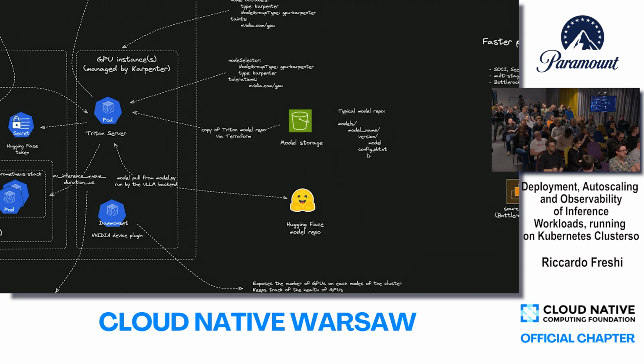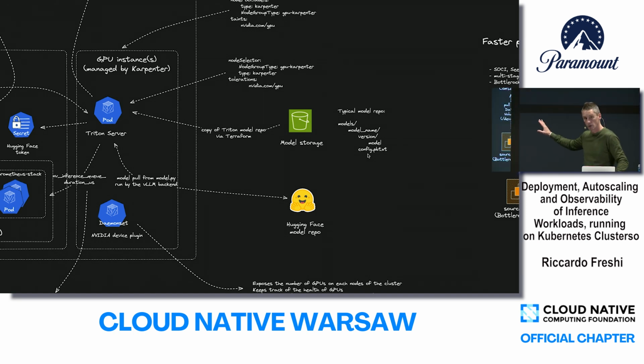Because these GPU instances are probably quite expensive, can we scale this out to 0 if we don't use it? Yes, like I said, when you launch it, if there is no workload, then Carpenter removes it completely. No Triton server is running, so we are at 0 GPU. Okay, makes sense.